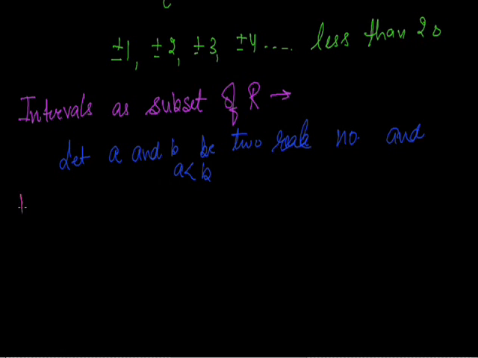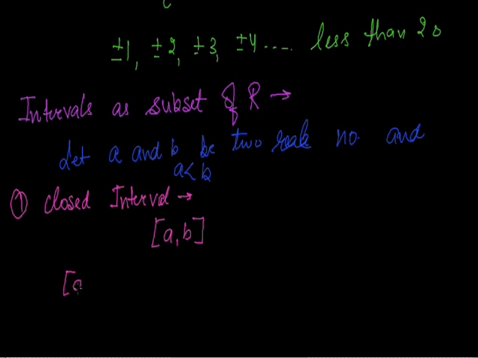First interval is closed interval. In the closed interval, it is denoted by [A, B]. We use the closed interval brackets like [A, B]. It is equal to x such that x is greater than or equal to A and less than or equal to B. What it means is, in the x element, A is also included and B is also included.